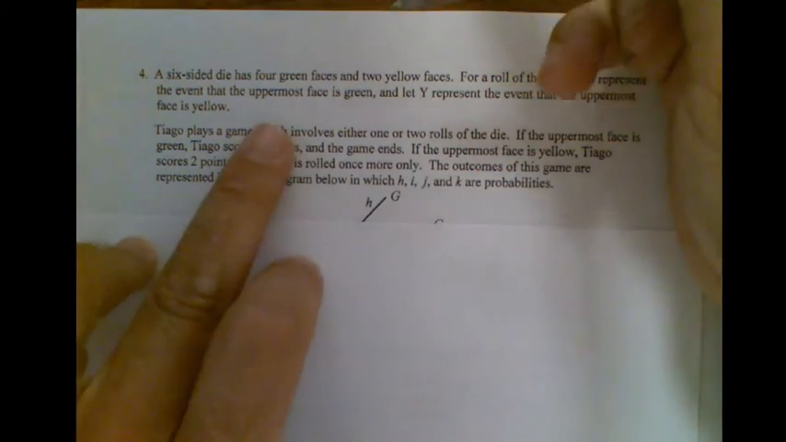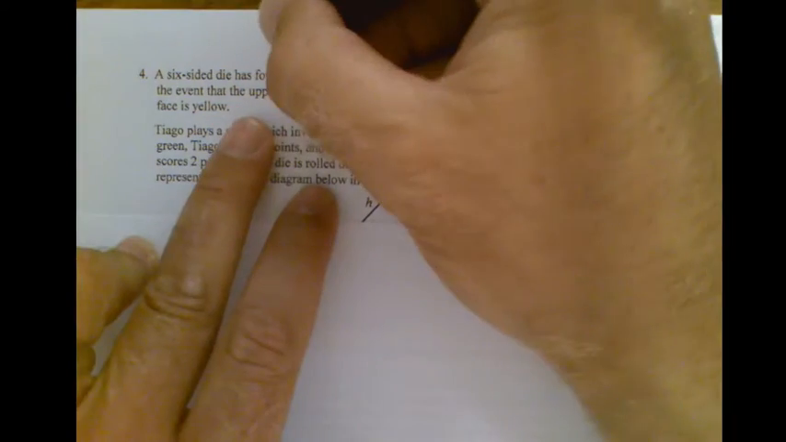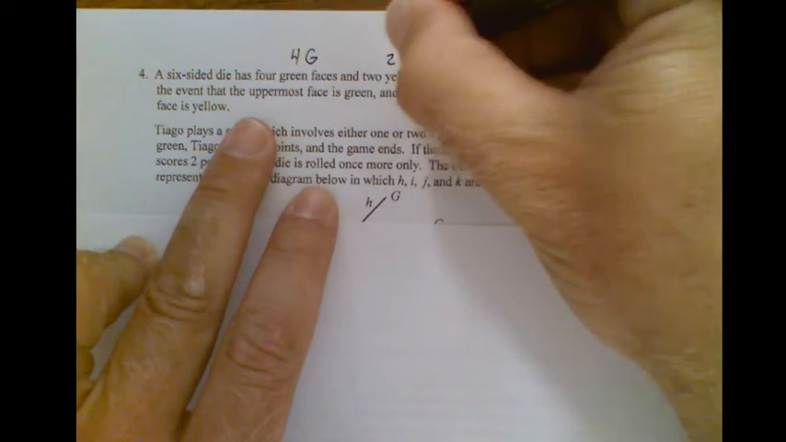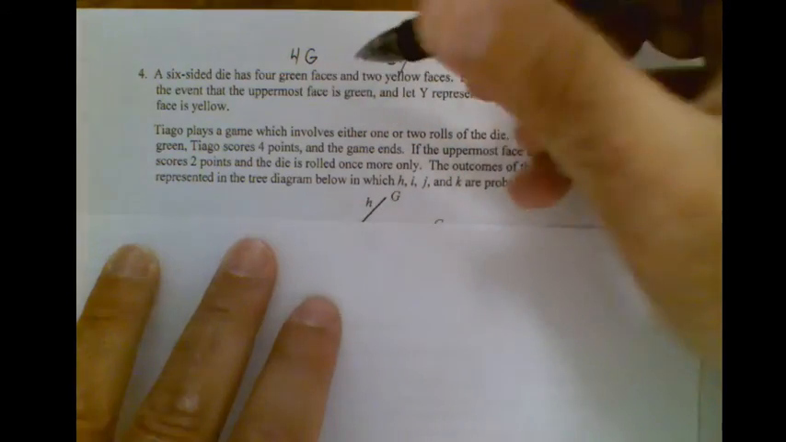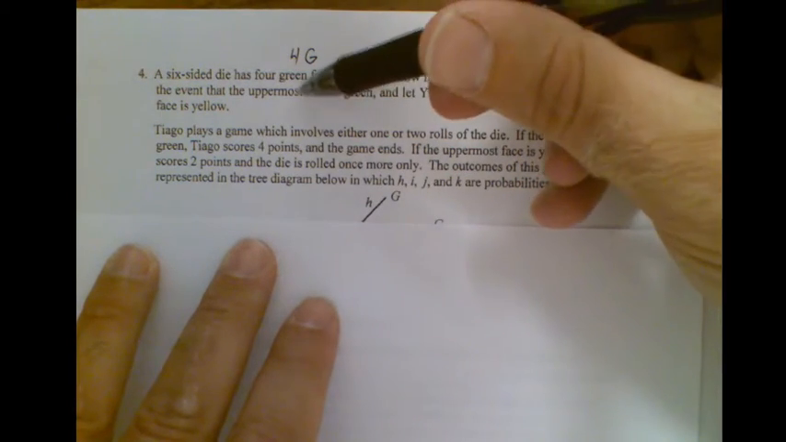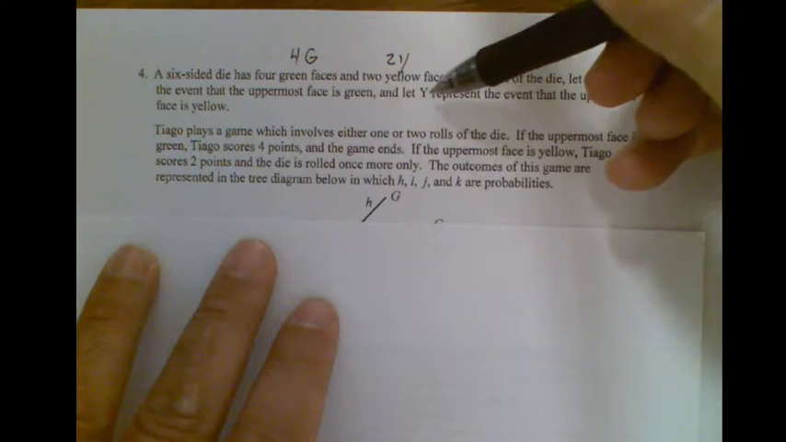All right, moving on to number 4. Here we go. A 6-sided die has 4 green faces and 2 yellow faces. Just note that to myself, 4 green, 2 yellow. For a roll of the die, let G represent the event that what is showing on top is green, and Y represent the event that it's showing yellow.